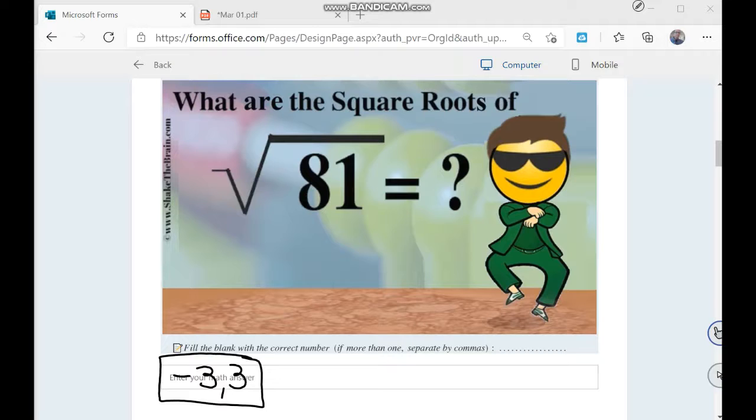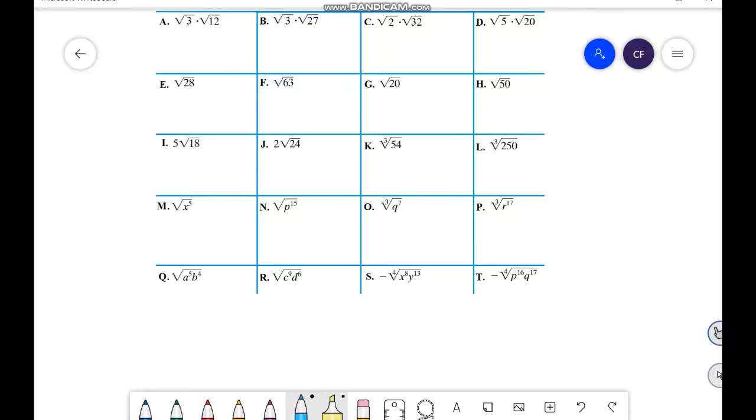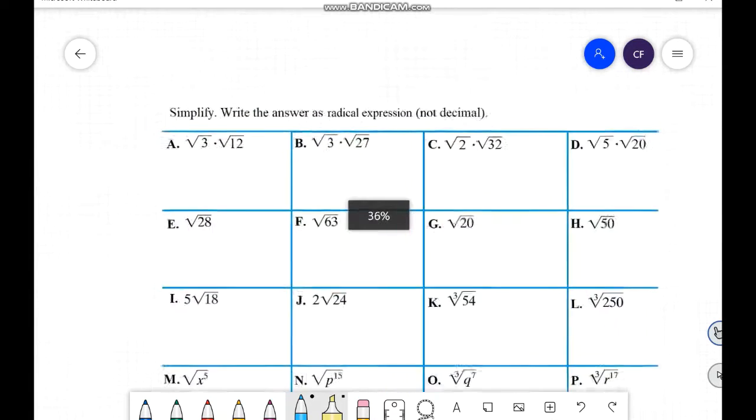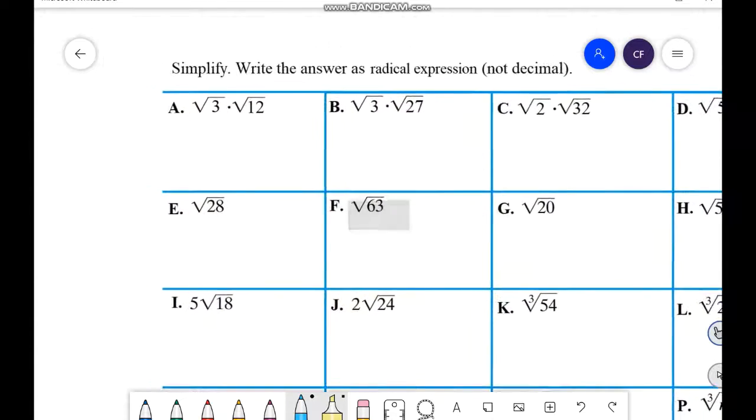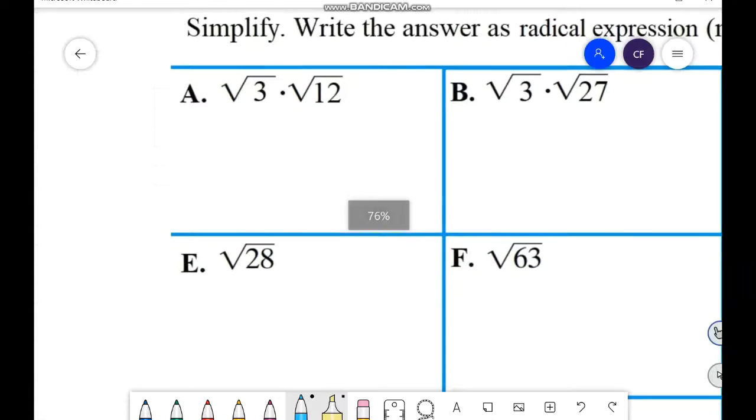So the answer is negative 3 and 3. Moving on to our quiz now. Today we have to simplify and write the answers as radical expressions, not decimals. Let's work on the first one, letter A. And this is going to be kind of simple because we work on the example.